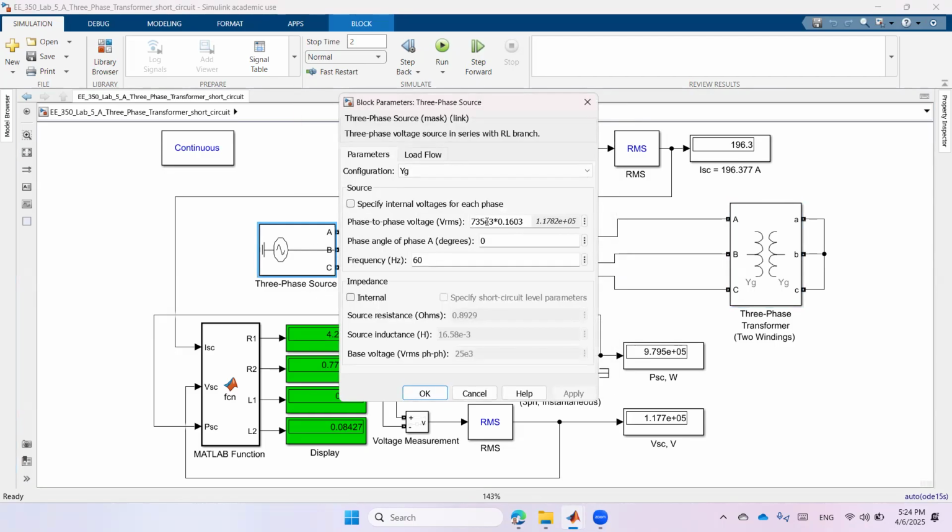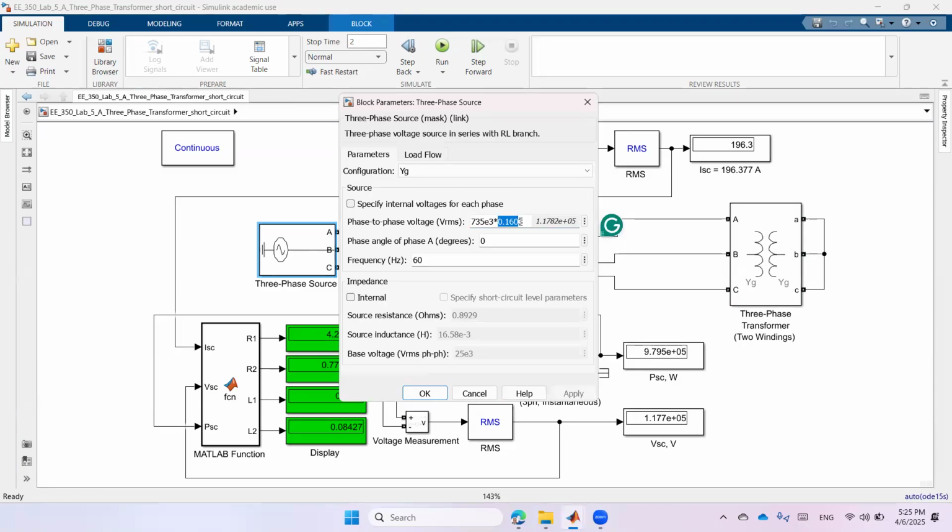Okay, now we need to apply a voltage. Here is the rated voltage, which is 735 kilovolts, taken from the transformer. I need to multiply it by a factor so that the current will be this much. I found this factor for this transformer to be 0.1603. So if I multiply the voltage, I'm taking only 16% of this voltage, and I will see that I have this current.